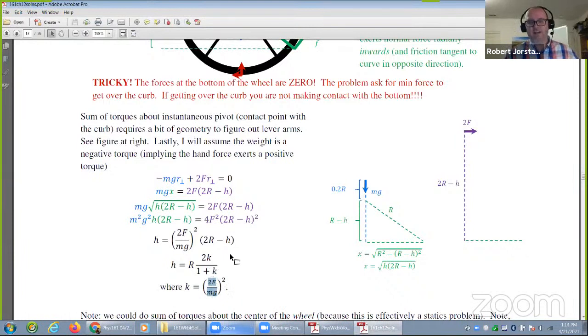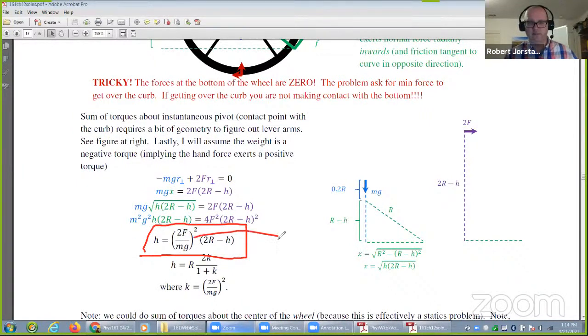But this is a classic technique to make your answers look prettier. You get some big ugly mess like this. And then what I did is I'm like, you know what? This thing's ugly and it appears all the time. I'm going to say that is just some constant K. It's going to equal 2F over mg squared or whatever. And then it's easier to do the algebra because I don't have to keep writing that over and over again. So then I solve the answer using this parameter K. It just makes less work for myself, and I specify what that parameter is.